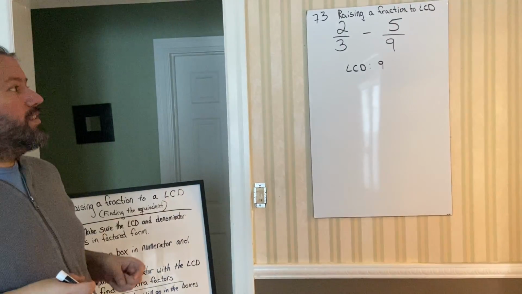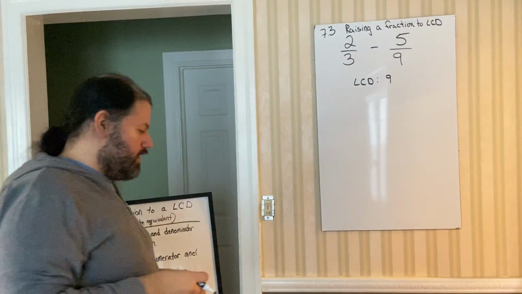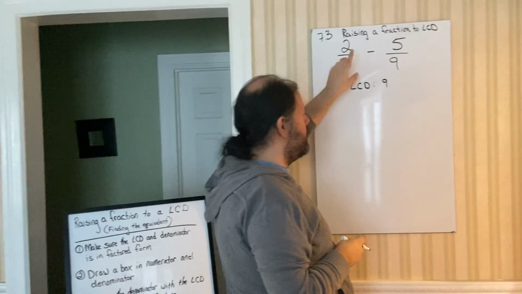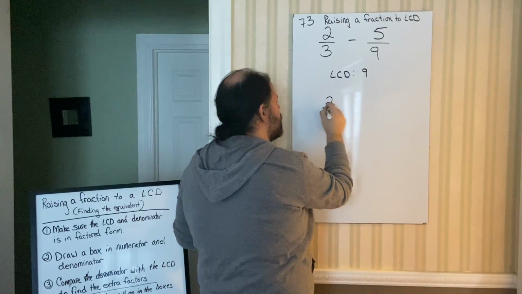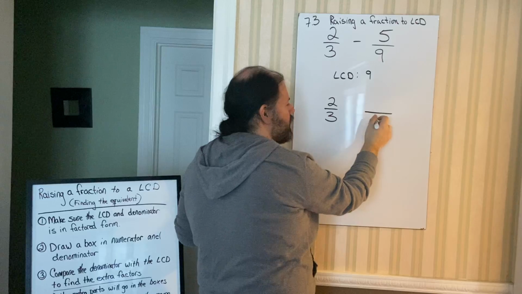When it comes to addition and subtraction, you need to have the denominators the same. So how do we do that? Notice this denominator is a 3. We can raise it to the LCD. So take the 2/3 and put your common denominator here.